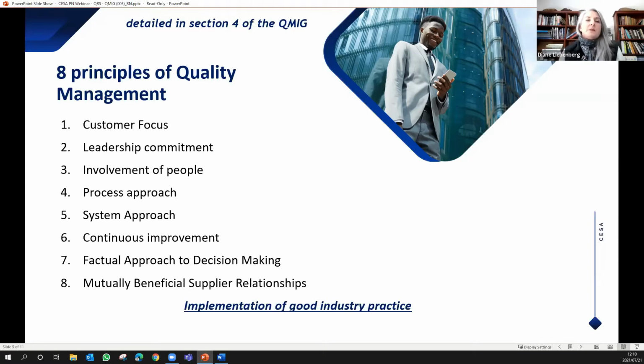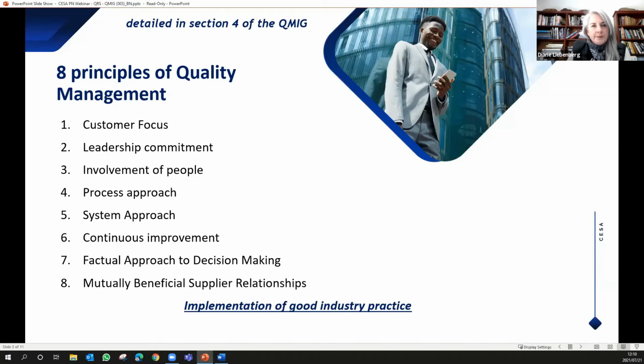The third principle speaks of involvement of people. When you develop your system, you must include everyone. Everyone has an important role to play in the quality system. Quality must not just be seen as an administrative function, and I think that is one of the big downfalls in most industries. You need to embrace the system and integrate it into the day-to-day basis of everything that you do.